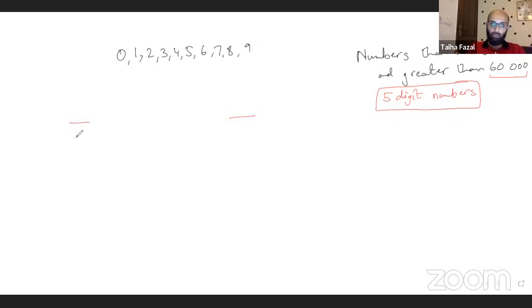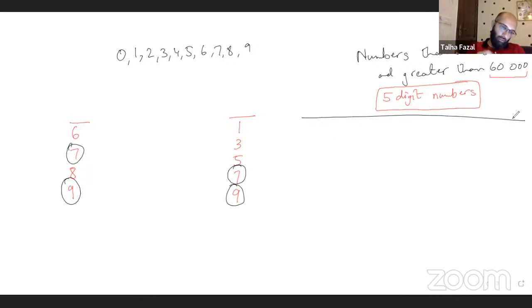Now, in the first space, we can have a number which can be 6, 7, 8, or 9. And similarly, since we are looking at odd numbers, at the last position, we can have either 1, 3, 5, 7, or 9. So now if you look closely, 7 and 9 are both repeated, right? That means we have to actually solve them separately. So let's try and solve with the even number at the beginning first.